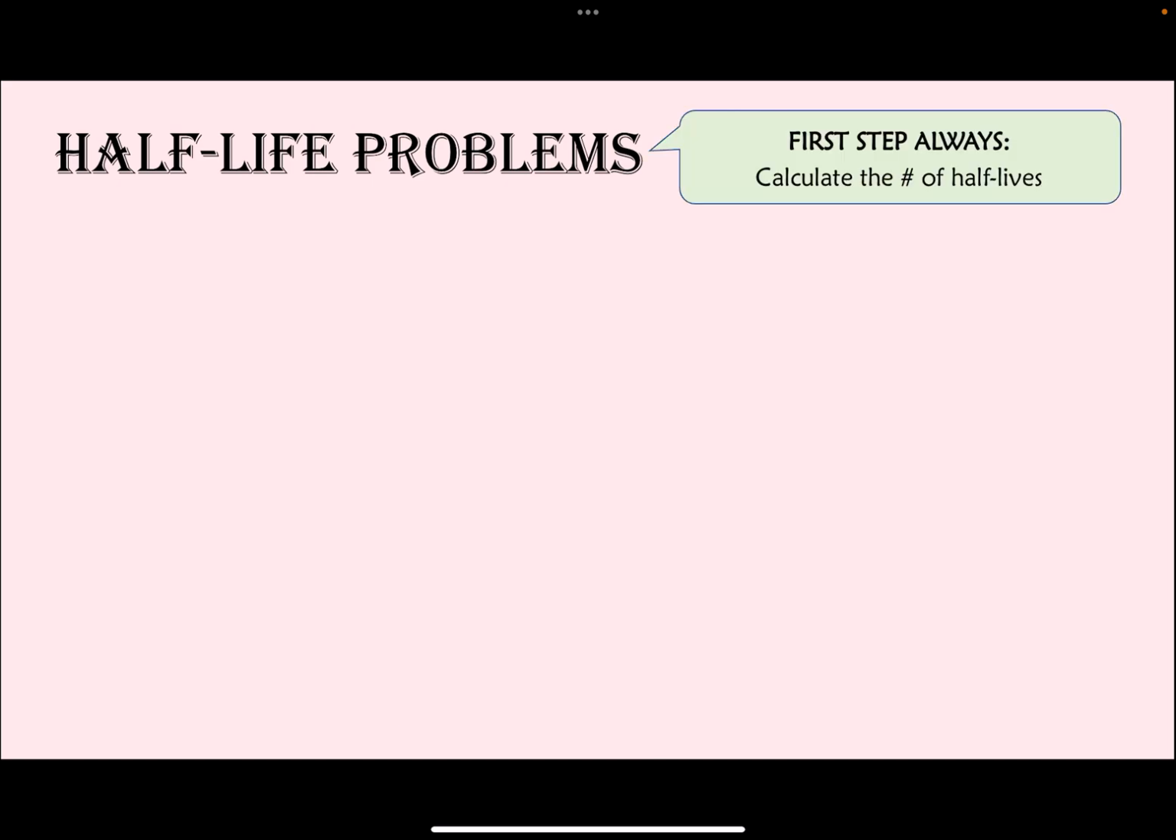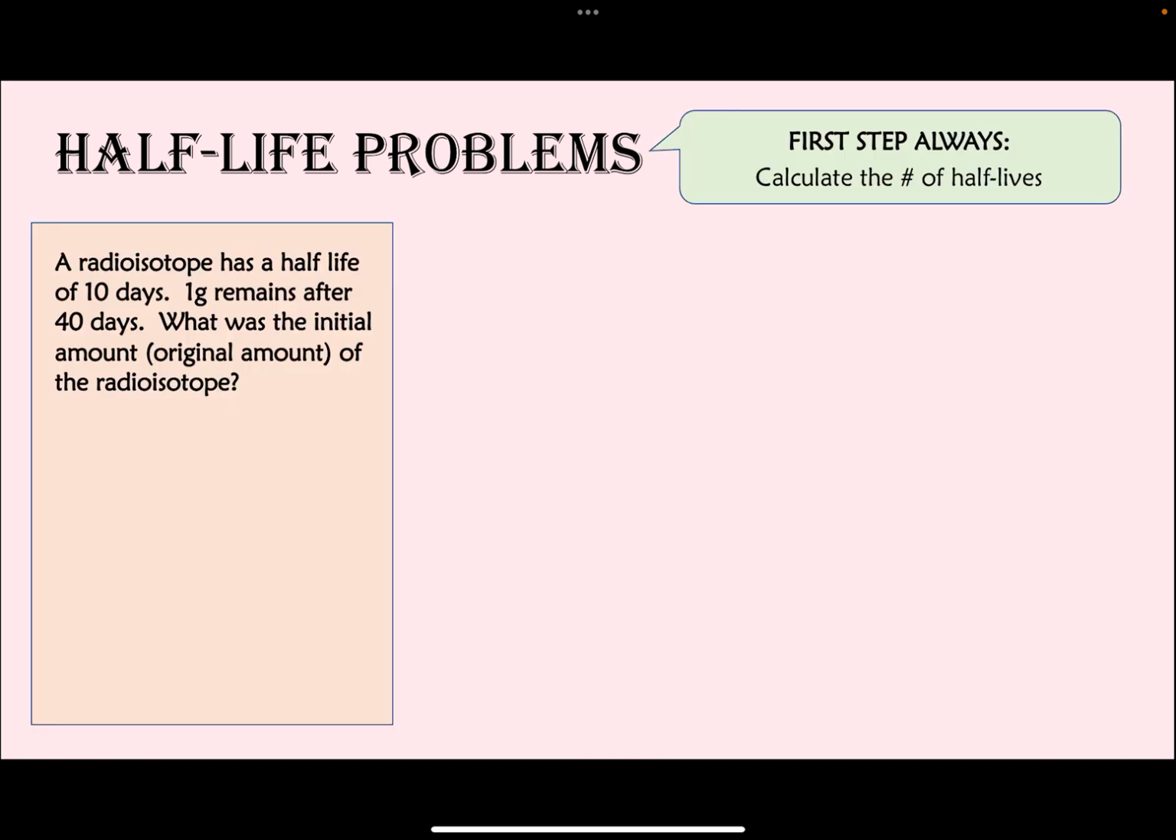You can also get some questions about the mass that we started with or that's left, or stuff like that. So a radioisotope has a half-life of 10 days. 1 gram remains after 40 days. What was the initial amount that we started with?